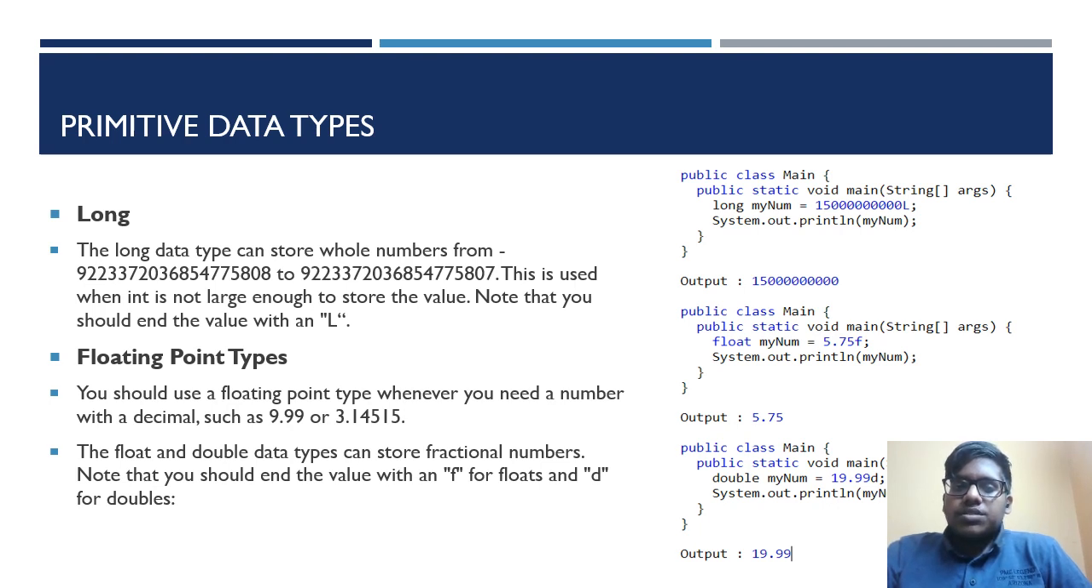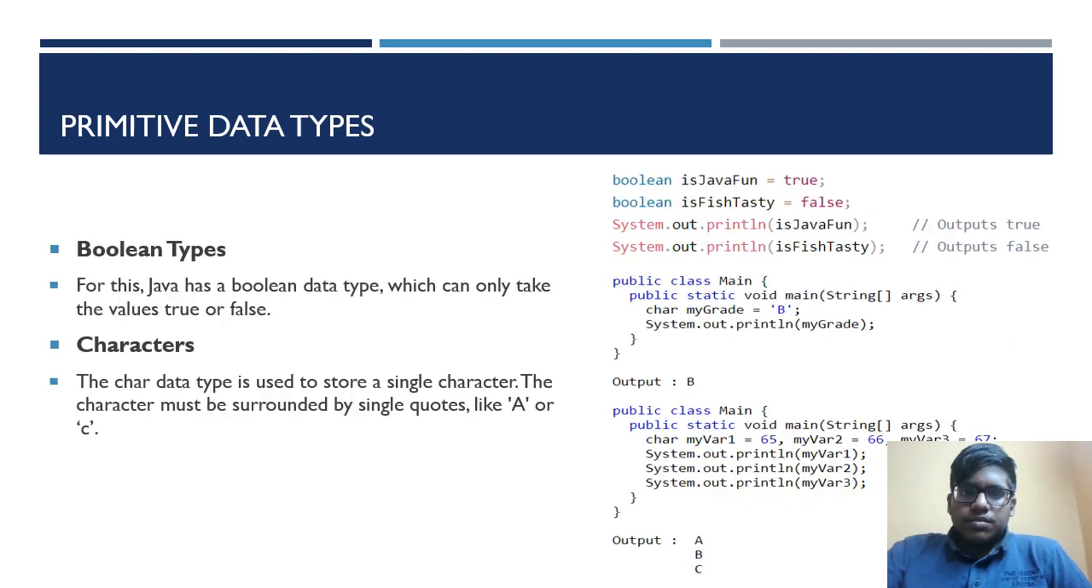Floating point types. You should use a floating point type whenever you need a number with decimals, such as 9.99 or 3.14515. The float and double data types can store fractional numbers. Note that you should end the value with an F for floats and D for doubles.